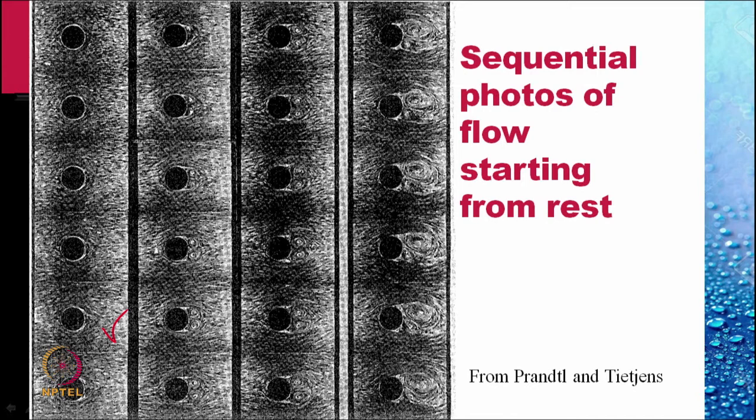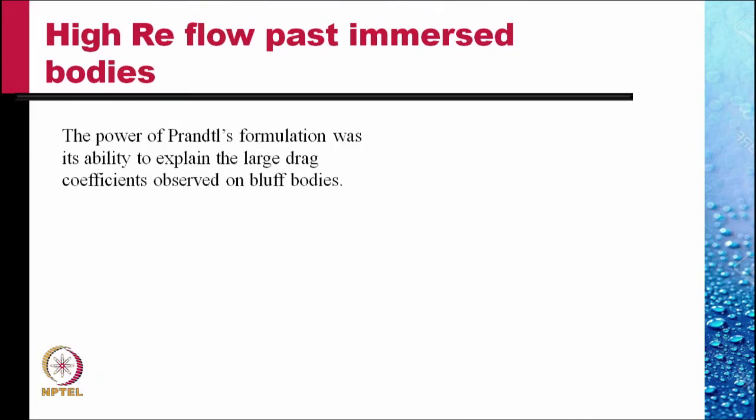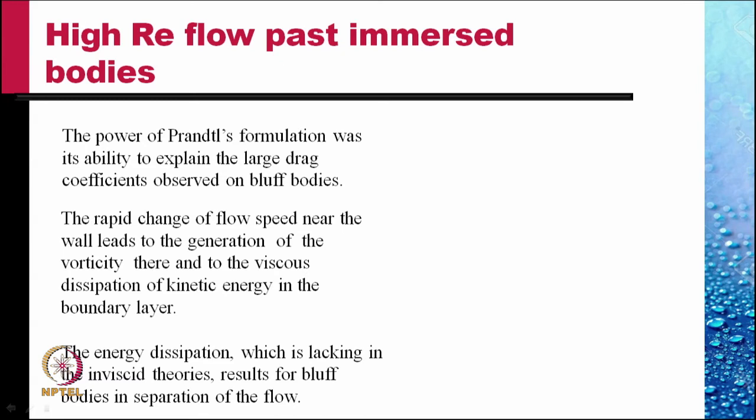This established that there truly is a boundary layer near the front of the cylinder, and that it separates from the cylinder in the latter half. The power of Prandtl's formulation was in its ability to explain the large drag coefficients observed on bluff bodies. The rapid change of flow speed near the wall leads to generation of vorticity there and to the viscous dissipation of kinetic energy in the boundary layer. The energy dissipation, which is lacking in the inviscid theories, results in separation of flow for bluff bodies.